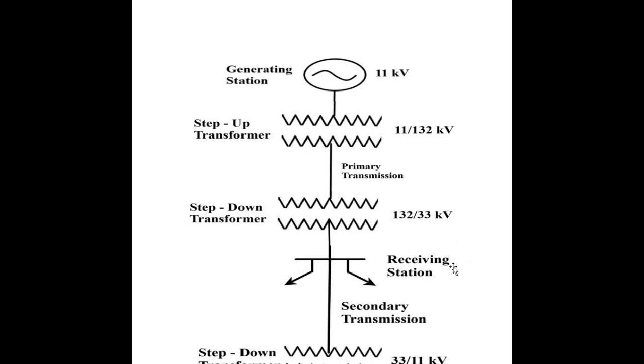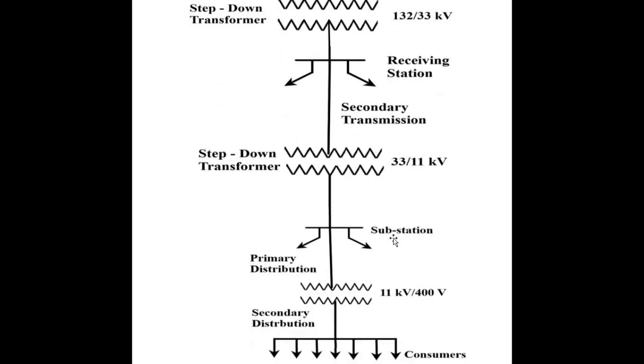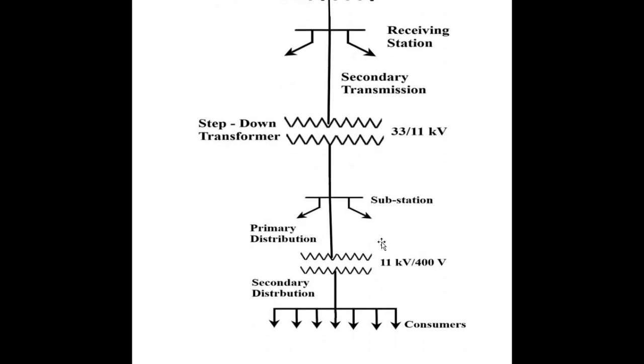The primary transmission terminates at the receiving station where it is stepped down using three-phase transformers to 33 kilovolt. All of this happens overhead, three-phase three-wire system. Then this 33 kilovolt line forms the secondary transmission. Again at the primary distribution substation, it is stepped down to 11 kilovolt, and this 11 kilovolt line forms the primary distribution.